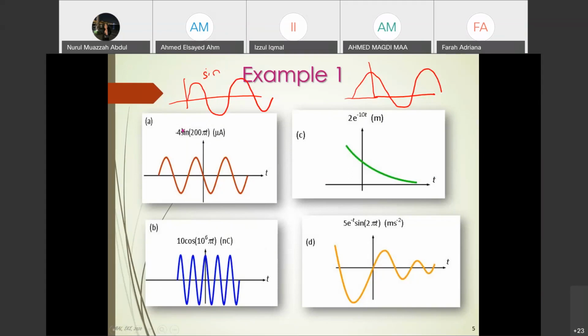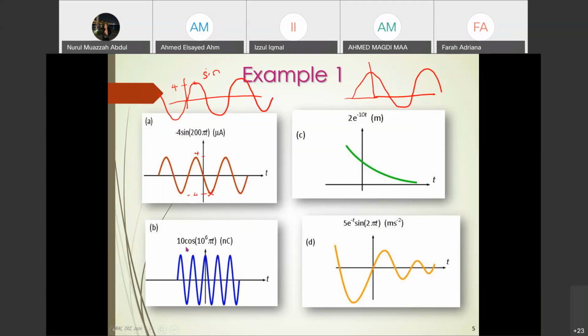So for this example here, it's negative 4. When negative, it will be inverted in terms of the amplitude. So this part will go here. So this should be negative 4. This is 4. So this is negative 4 sine 200 pi t.